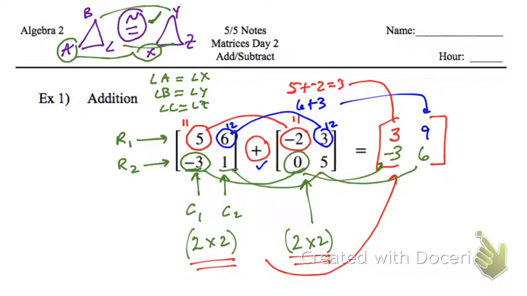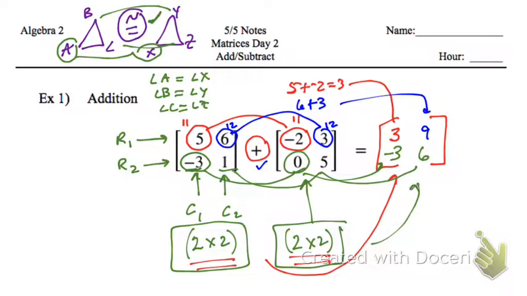If your matrices are bigger, smaller, whatever, just remember they have to be the same dimensions in order to add them in the first place. Okay, so if one is a 2 by 2 and the other one is a 3 by 3, guess what?